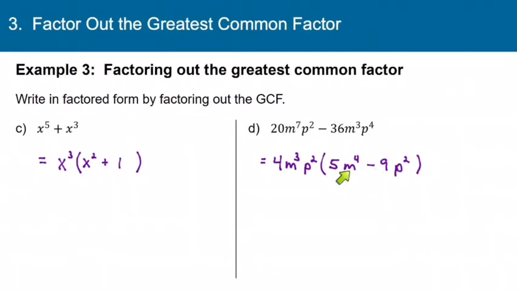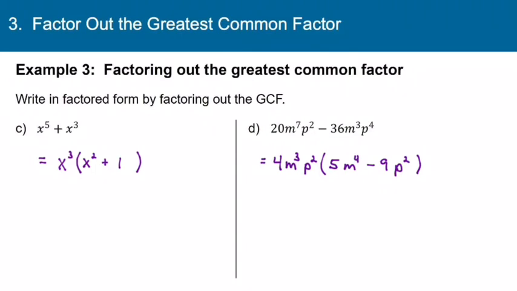And we also need to make sure that m is not common, and it's not because this term does not contain an m. And we need to make sure that p is not common, and it's not because this term does not contain a p. So this one looks good now.